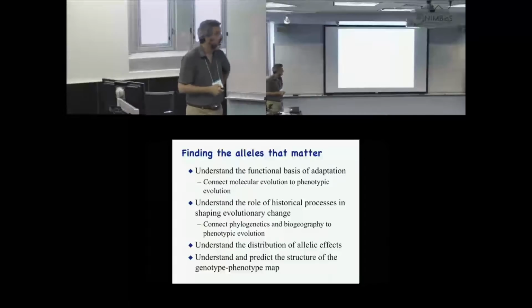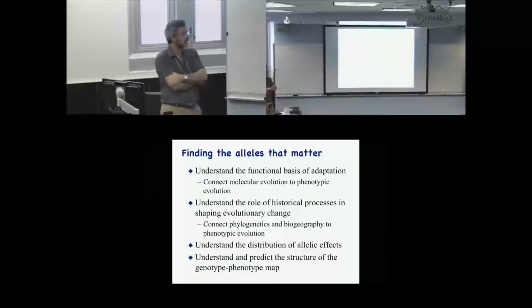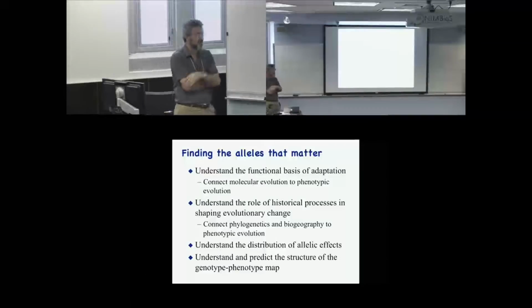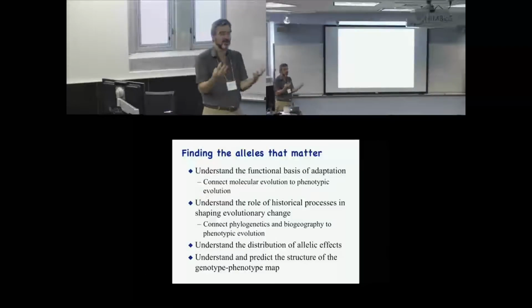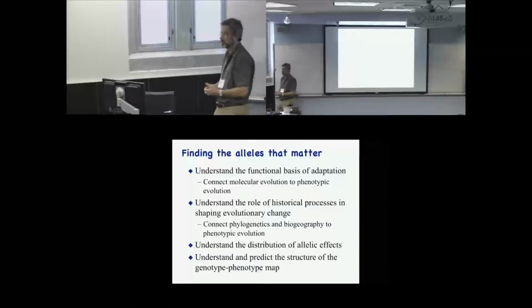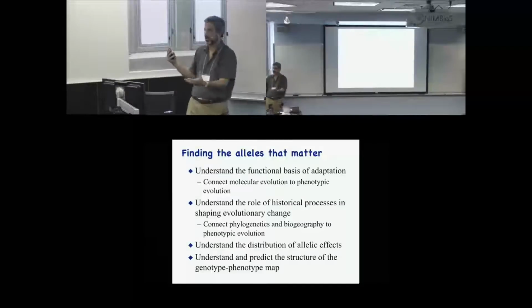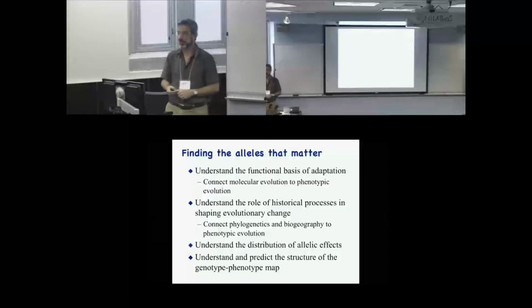So we somehow want to find the alleles that matter here. And so why do we want to do that? Well, I think a lot of people want to do this because they're just interested in biology. That is, they want to understand how organisms work. So you want to find the functional biology of adaptation. If you see mice adapting to high altitudes, you'd like to know how their hemoglobin is changing, just because that's an interesting question in biology.